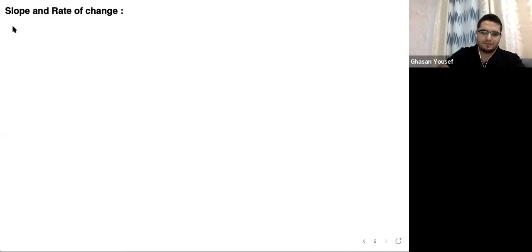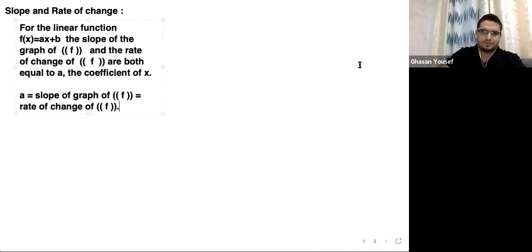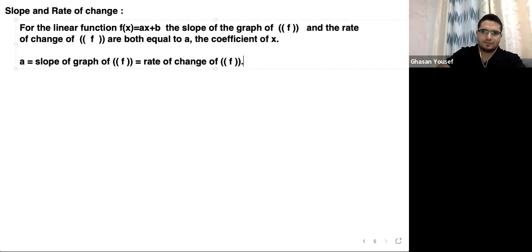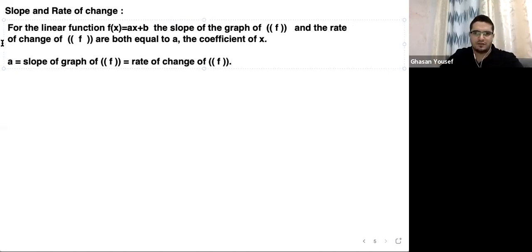For the linear function f of x equals ax plus b, the slope of the graph of f and the rate of change of f are both equal to what? To a. Both of them are equal, and also I can say a is equal to the slope of f, and this is equal to the rate of change of f.